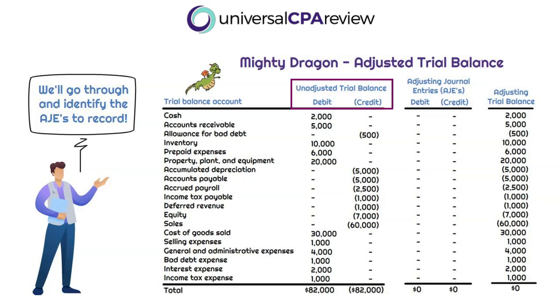And you'll also notice that it includes balance sheet accounts, it includes sales, and then it includes all the different expense accounts. So then in the middle column, this is where we would record our adjusting journal entries. So we'll go through and I'll show you the examples, but ultimately we're going to have some more debits and credits there. And then we'll sum all that together, and that gives us our adjusting trial balance. And that is the final set of accounts that would be used to create the financial statements for Mighty Dragon.